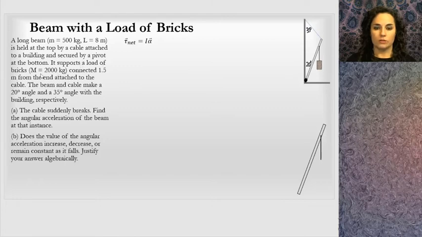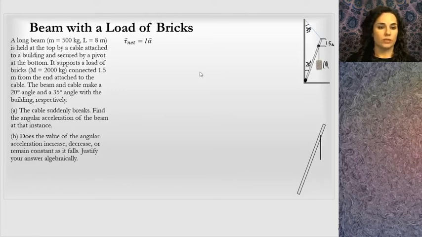It supports a load of bricks, big M, connected 1.5 meters from the end. So I'm going to note that this is 1.5 meters here. And the total length of the beam is 8, which means from the pivot point to where that's being applied is 6.5 meters. We'll keep that in mind as we move forward in the problem. The beam and cable make a 20 and 35 degree angle with the building respectively. So you can see that over here in the sketch, 20 degrees here and 35 degrees here.